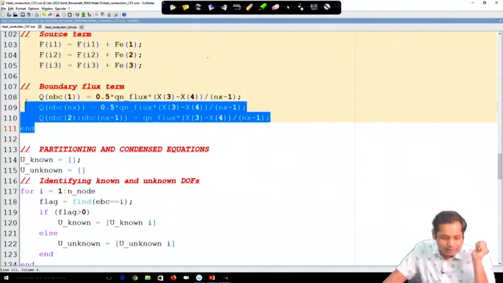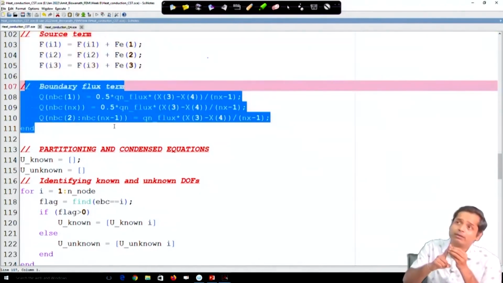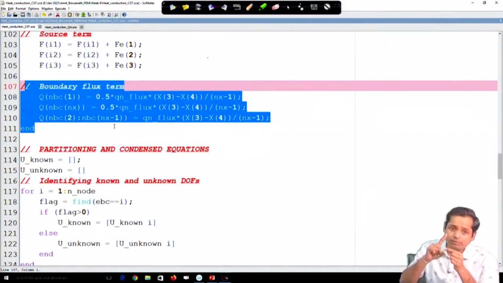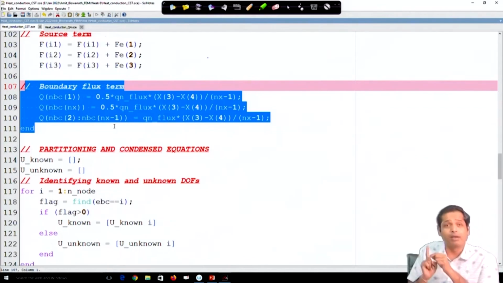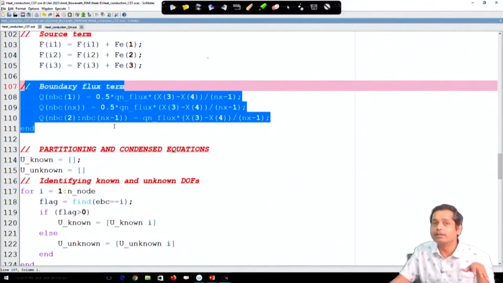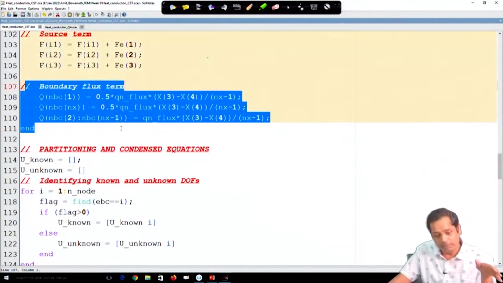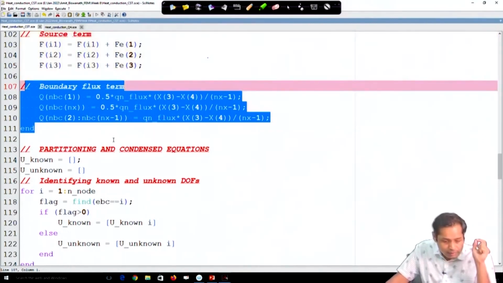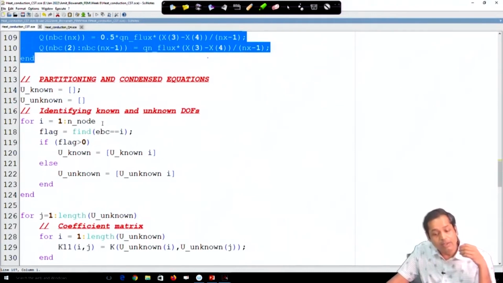Now we already have the global coefficient matrix, the global source term, and the global boundary flux term. The rest of the procedure is similar whether you use a triangular element, a quadrilateral element, or any other kind of element. Next is the partitioning to get the condensed equation.